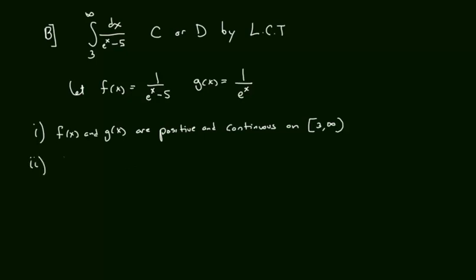Step 2, the integral from 3 to infinity of g of x dx is equal to the integral from 3 to infinity of 1 over e to the x dx. Behold, you've seen this. And what does this do? You should know. It converges. By what reasoning? As the e integral.